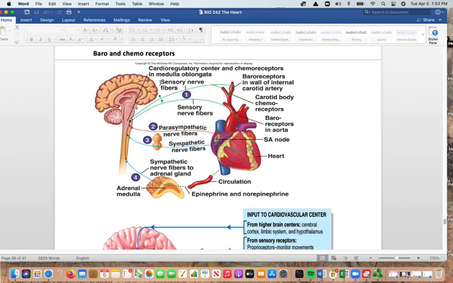This is a nice summary visual picture, where you can see things that are going to influence the heart. You've got your cardioregulatory center here in the medulla oblongata, sending messages and communicating with the baroreceptors and the chemoreceptors. You've got sensory fibers bringing information in. Your parasympathetic nerve fibers here go to the SA node. Sympathetic fibers here go to the heart. Sympathetic fibers go to the adrenal glands, so you can have epinephrine and norepinephrine be released.